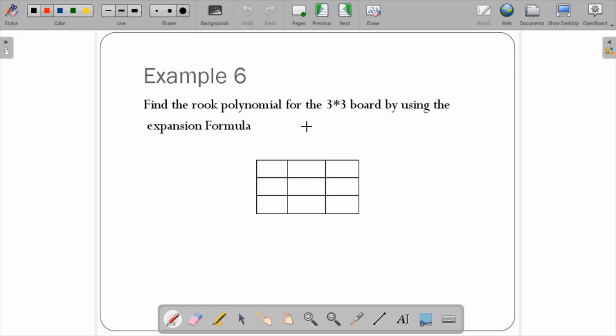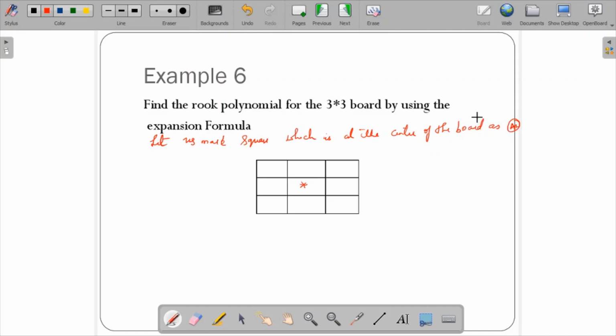So let us mark the square which is at the center of the board. Now for example, let me write 3 cross 3 is this board. So let us mark the square which is at the center of the board as star.